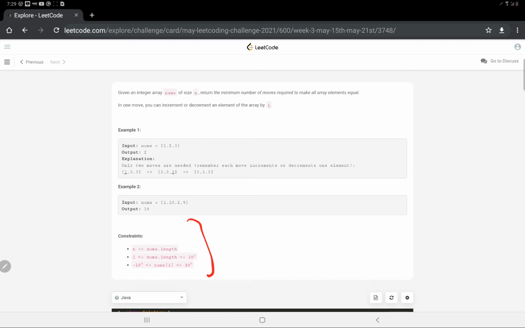And moving on, the array nums would contain negative as well as positive numbers, from minus 10 to the 9 to plus 10 to the 9. So I hope the question statement is clear. And now let's see how we are going to solve this problem.